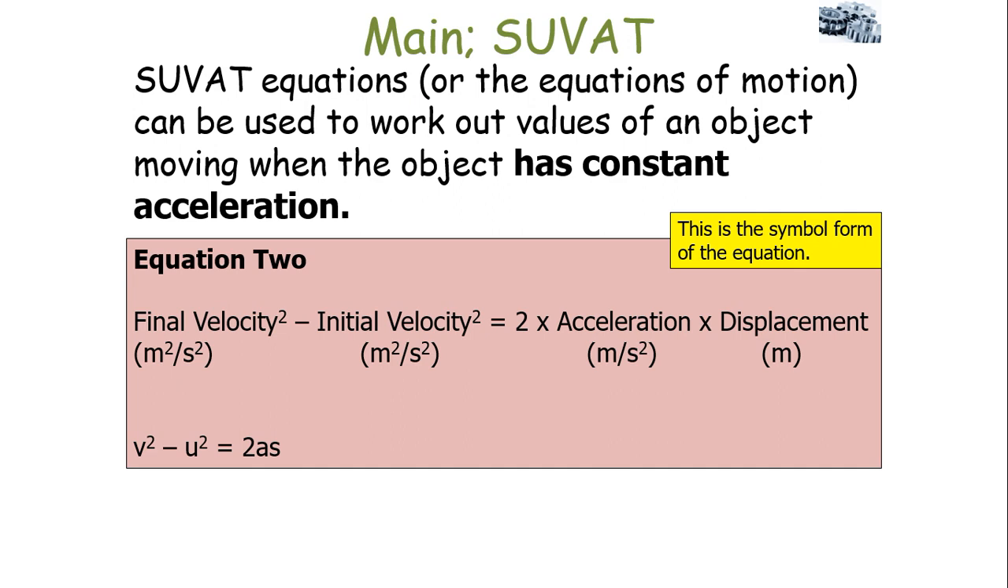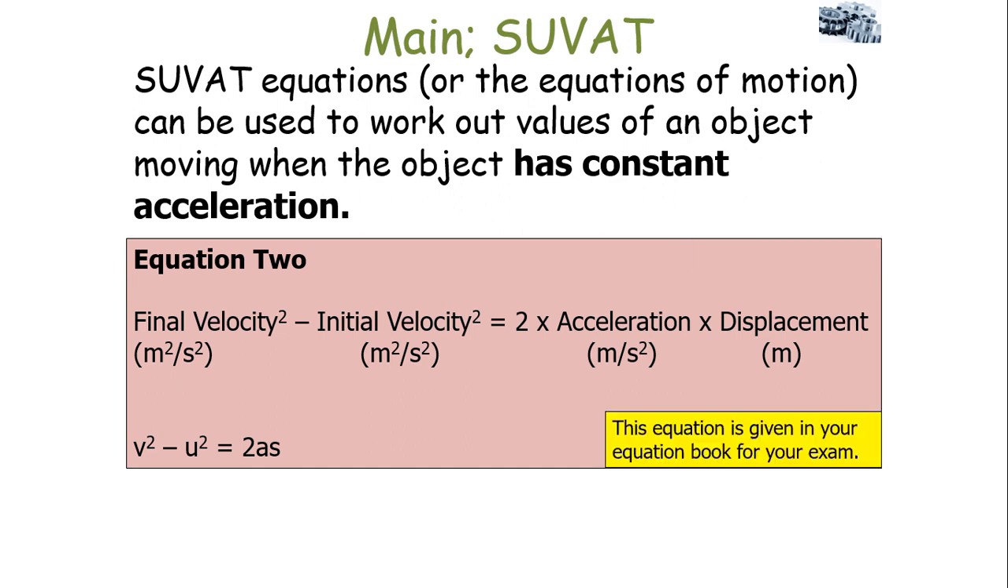Now, it's a bit of a mouthful saying all of this in word form, so I actually prefer to say it in the symbol form of the equation: v squared minus u squared equals 2as. So the final velocity v, the initial velocity u, the acceleration a, and the displacement s. So v squared minus u squared equals 2as.